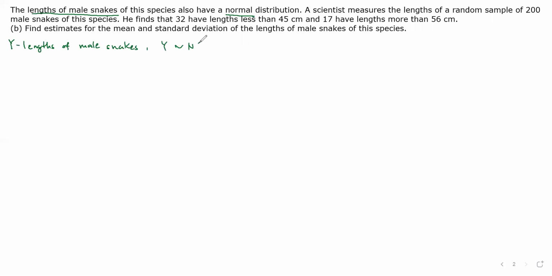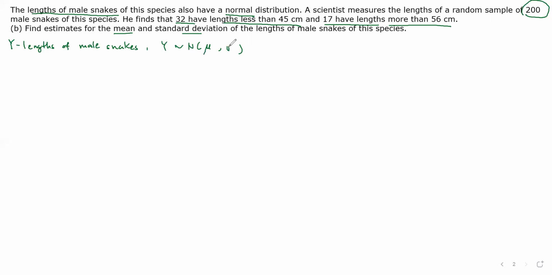Y follows a normal distribution. Let's see. A scientist measures the length of a random sample of 200 male snakes. He finds that 32 have a length less than 45, and 17 have lengths more than 56. Find estimates of the mean and the standard deviation.